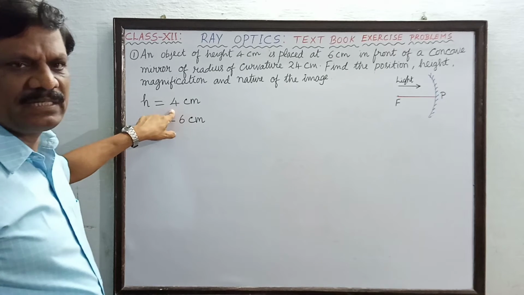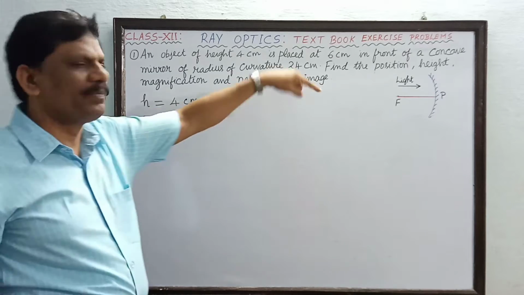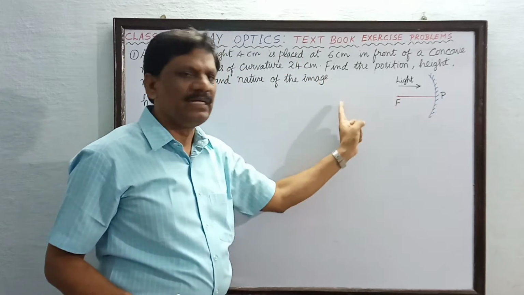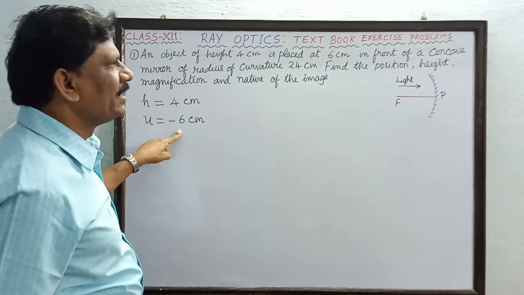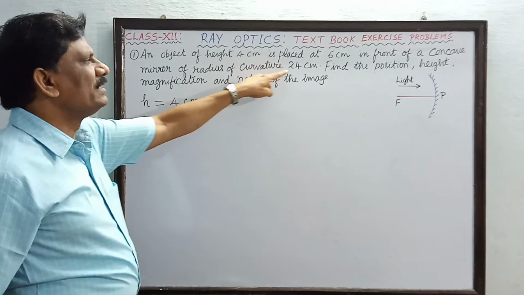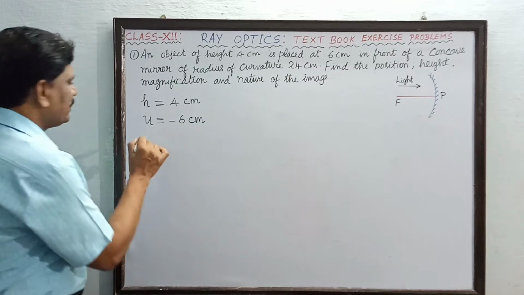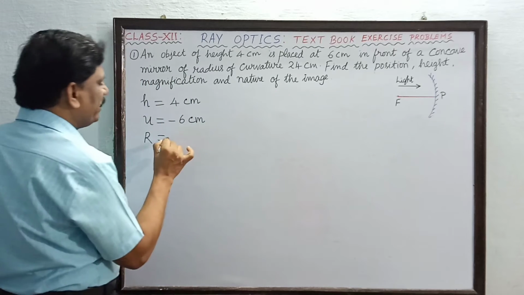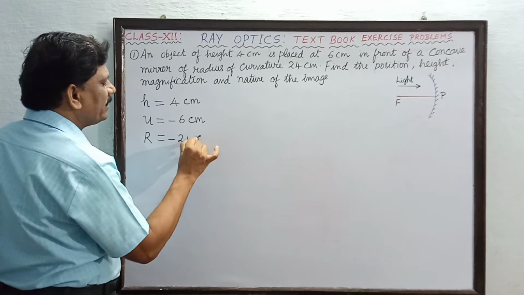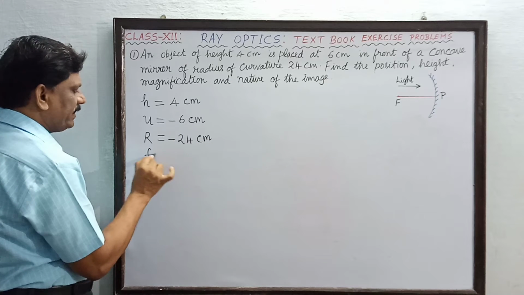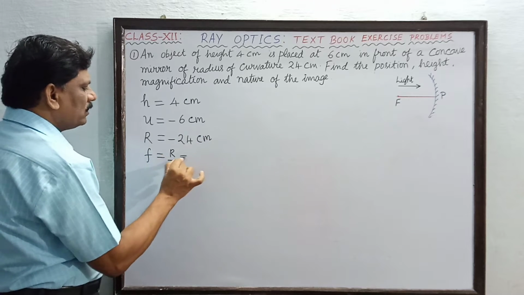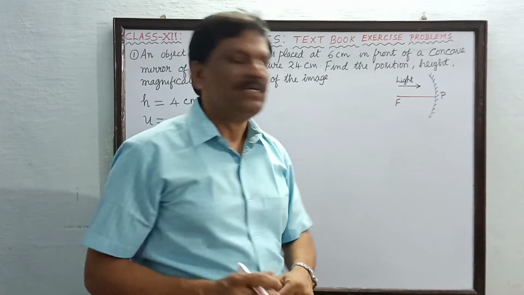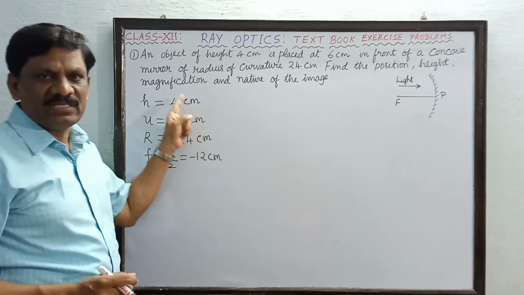Okay, height of the object is positive because it is kept above the principal axis. And the object distance is towards the left side of the mirror, so it is negative by sign convention. Then the radius of curvature is 24 cm. So radius of curvature r, it is measured against the light, therefore it is minus 24 cm. So f is equal to what? R by 2. This should be minus 12 cm.